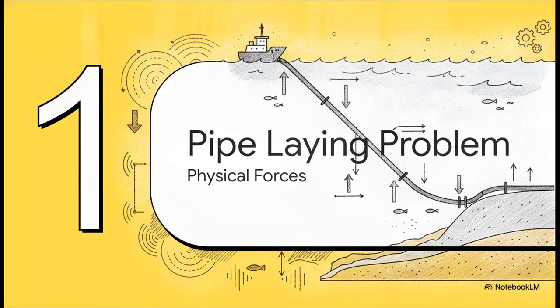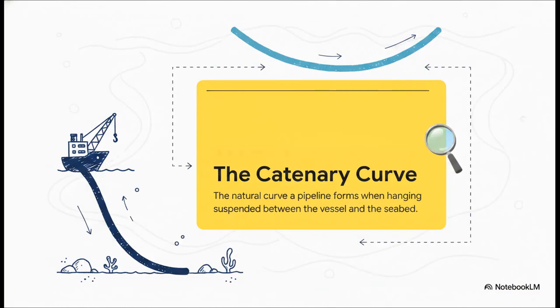All right, let's jump right into the core issue here, the pipe laying problem itself. In really plain terms, marine installation is just the process of physically placing subsea hardware onto the seabed without exceeding the material's allowable stress. And the underlying mechanism you have to manage across all pipe laying is the catenary curve.